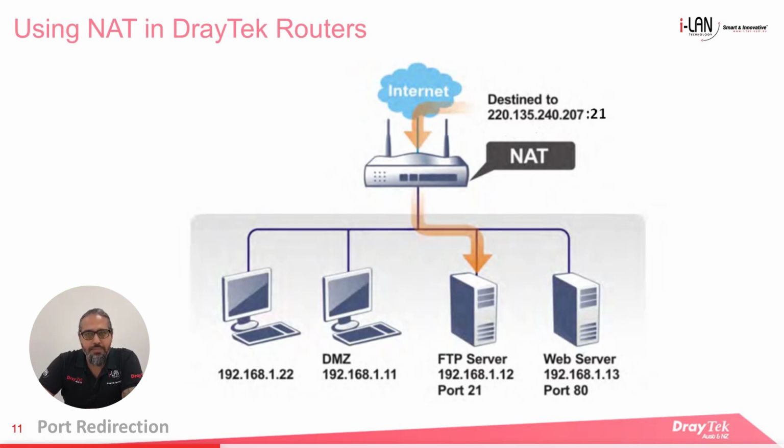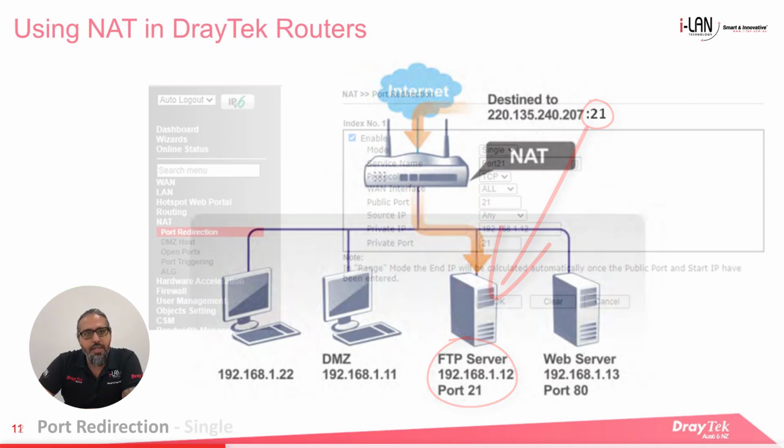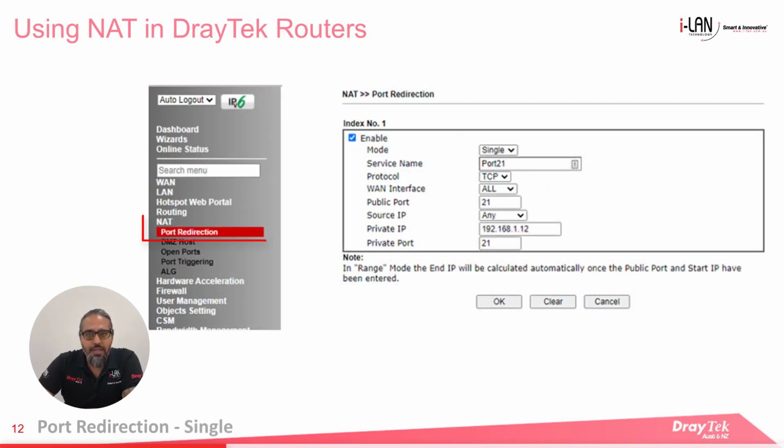We need to tell the router that any traffic coming in on port 21 needs to be directed to our FTP server on LAN IP 192.168.1.12. This setting is found under NAT port redirection in Draytek routers, and pictured here is what the rule would look like. Mode can be single port or a range of ports, bearing in mind that will also direct those ports to consecutive LAN IP addresses per the note down the bottom there.